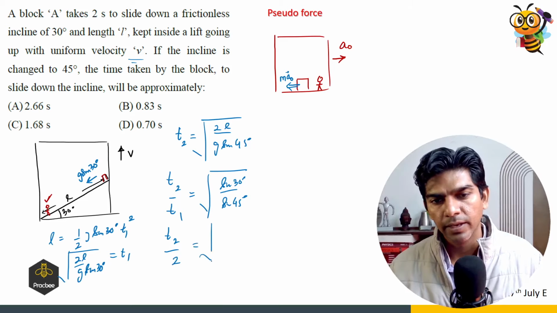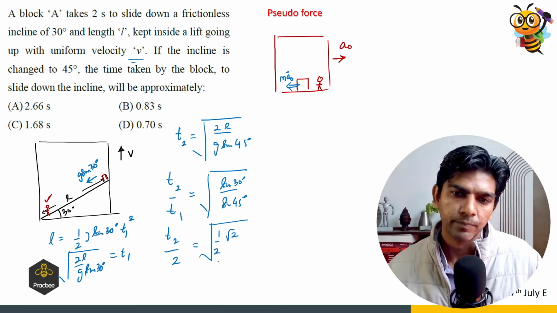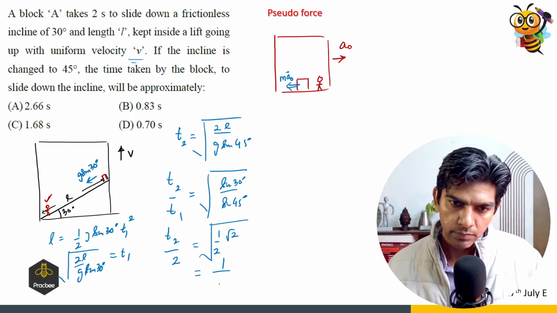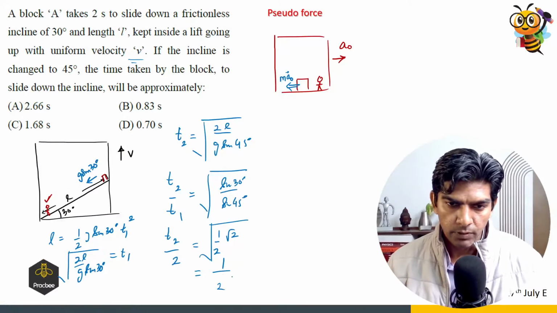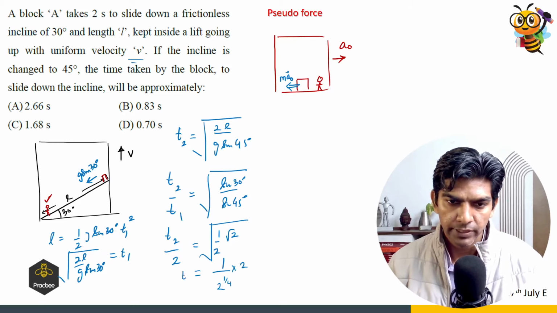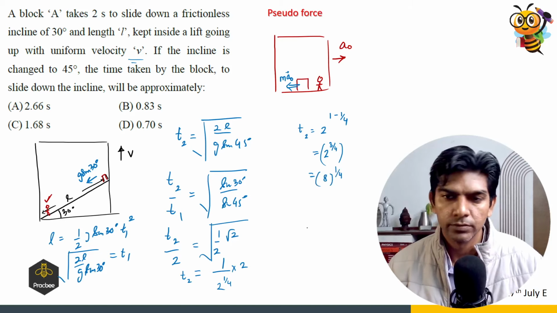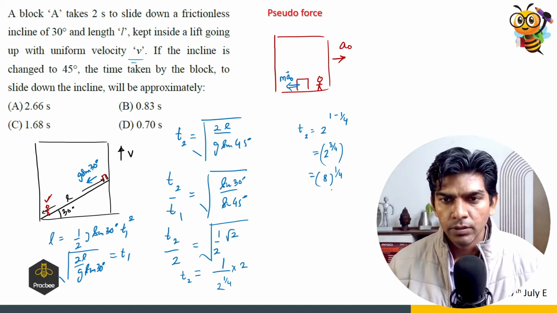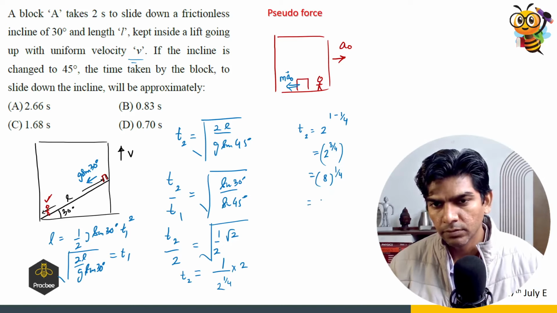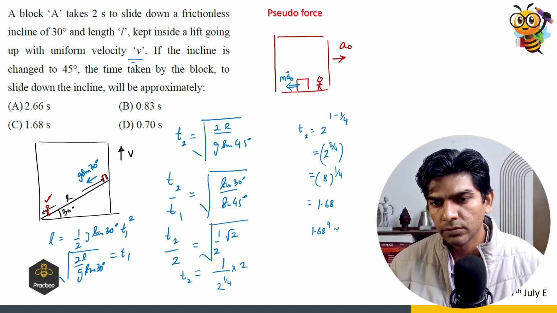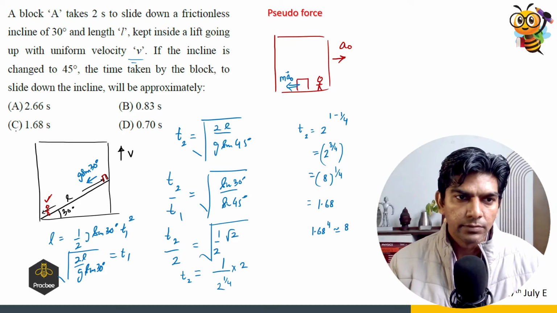T1 is 2 seconds, sine 30 is 1 by 2 and sine 45 is 1 by root 2. So this comes out to be 1 by 2 raised to power 1 by 4, right? So this will become 2 raised to power 1 by 4 multiplied with 2. So that is T2. Or we can write T2 as 2 raised to power 1 minus 1 by 4, which is 2 raised to power 3 by 4, or 8 raised to power 1 by 4, right? When we simplify this, it comes out to be close to 1.68. If you take 1.68 raised to power 4, it will give us nearly 8. So 1.68 is the answer. So option C is the right answer.